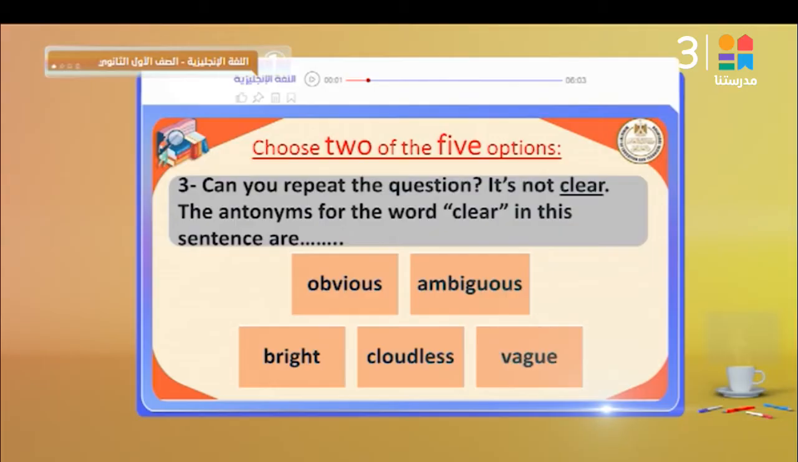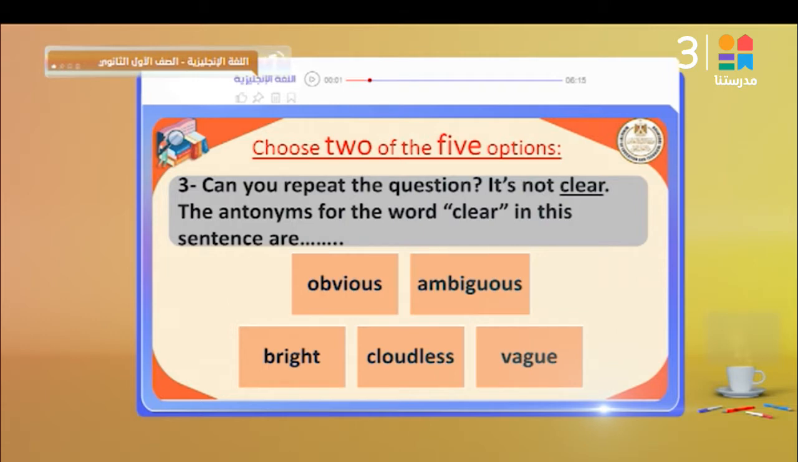Okay, now question number 3. And as you see, we talk about the synonyms and the antonyms. These 2 words are very important, and I want you to concentrate and not to be confused. Number 3, can you repeat the question? It's not clear. What's the meaning of the word clear here in this sentence? The antonyms for the word clear in this sentence are obvious, ambiguous, bright, cloudless, vague.